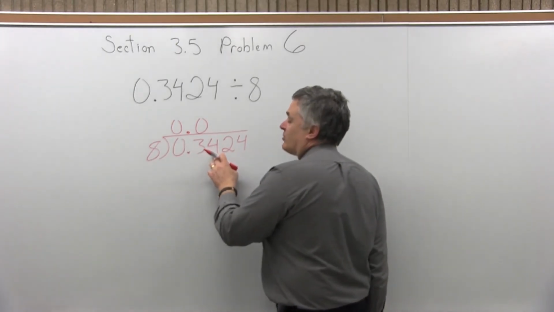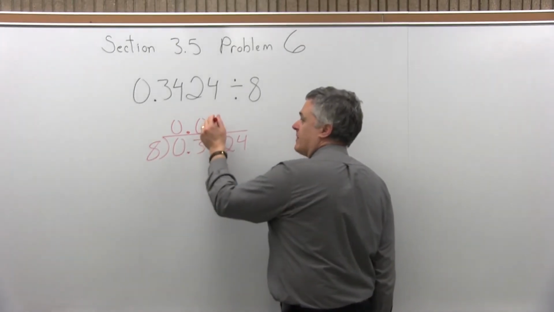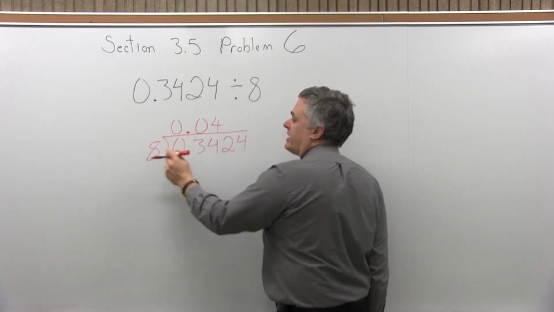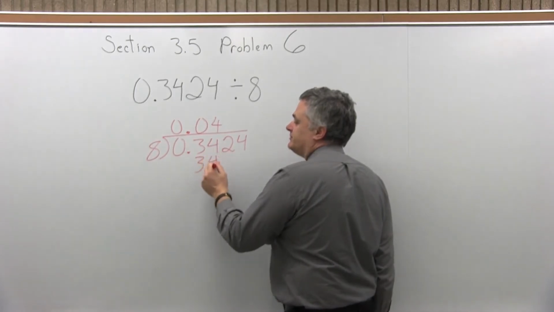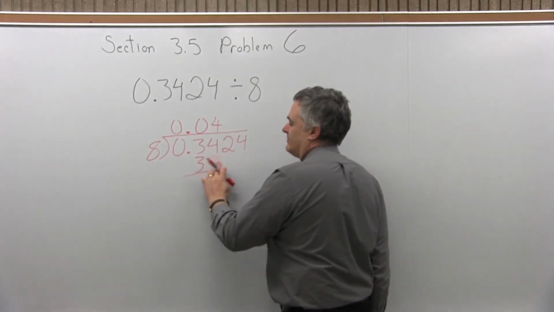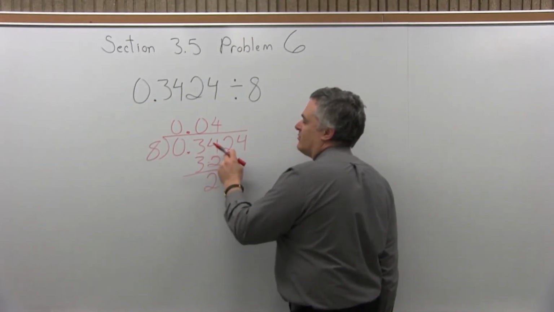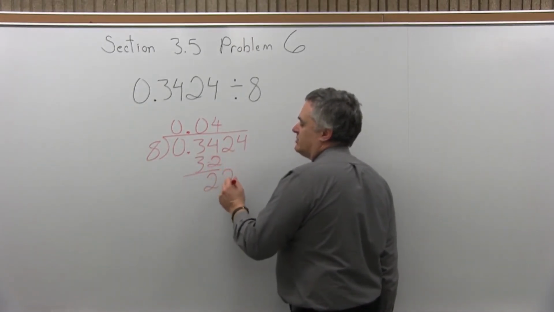Now, will 8 fit into 34? Yes, it will. It'll go in 4 times. 4 8s are 32. So 4 times 8 is 32. And now we can subtract: 34 minus 32 is 2. Bring down the next digit, which is a 2.